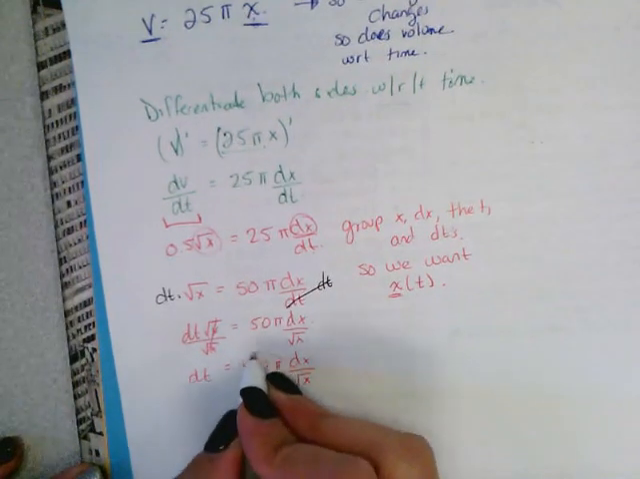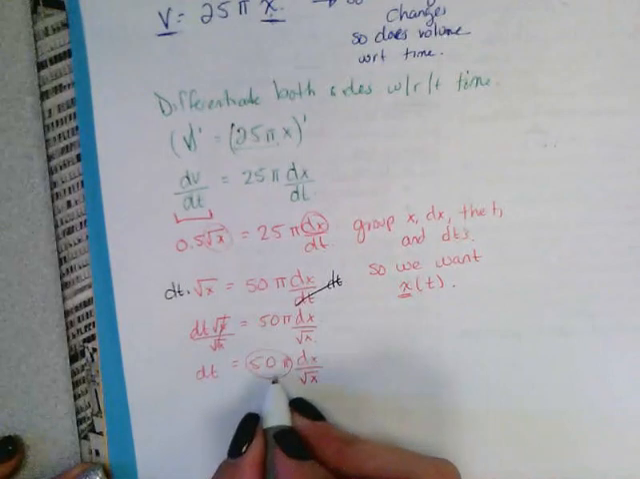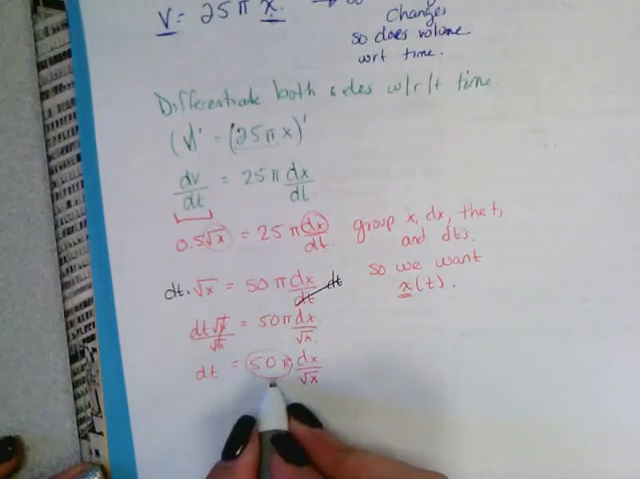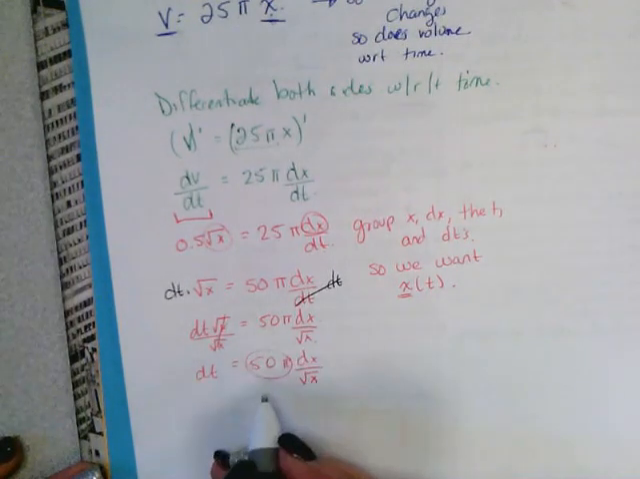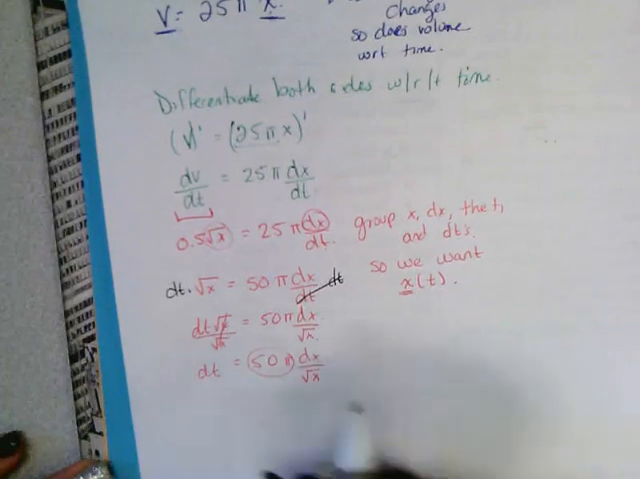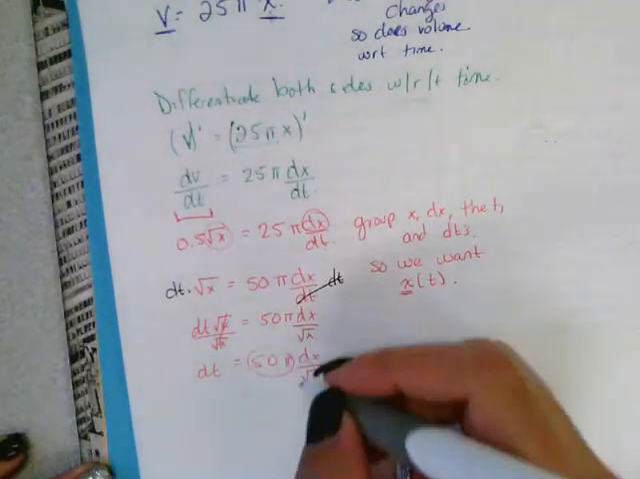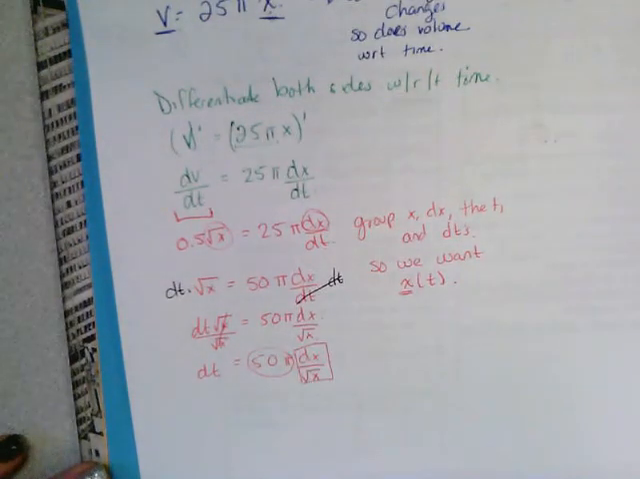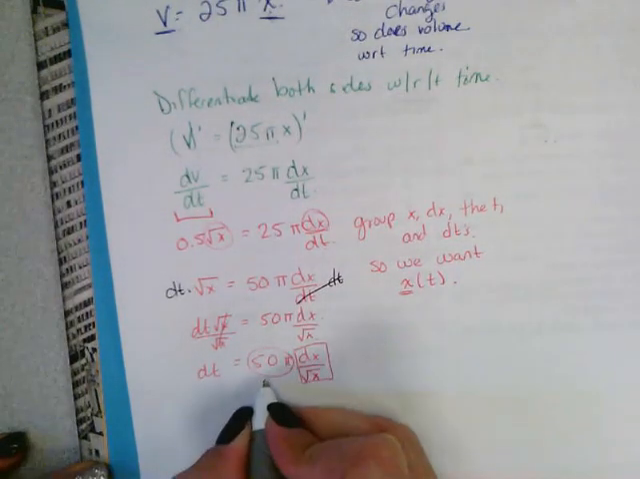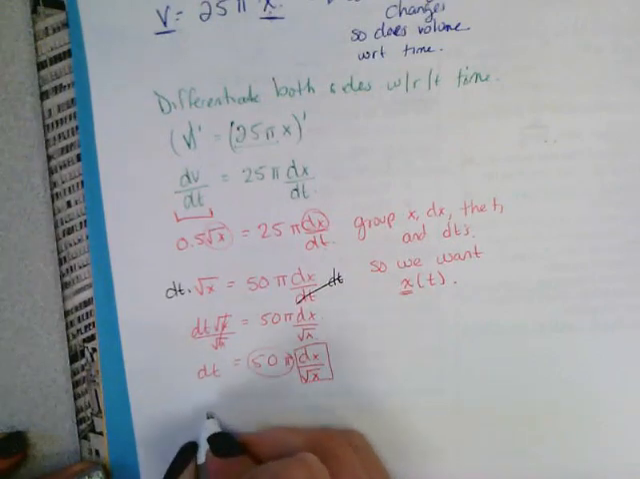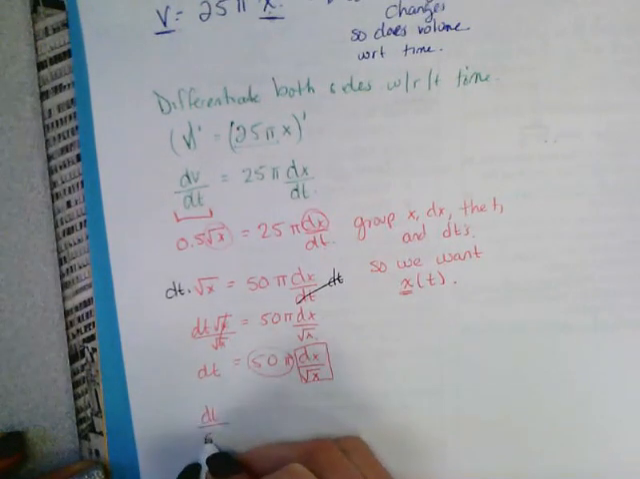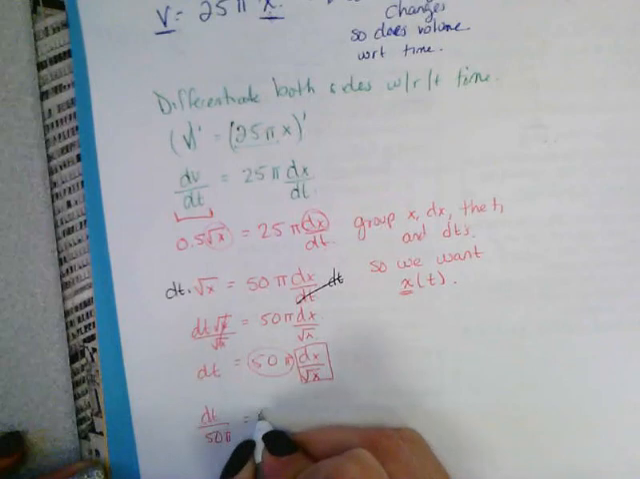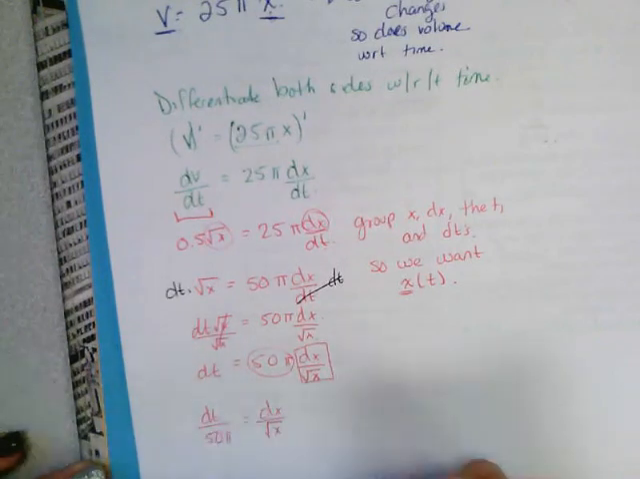And then I can move that 50 pi over. It really doesn't matter. I think you're still going to end up with the same exact looking problem, but that way we are keeping the x's all by themselves. Okay? So I'm going to divide both sides by 50 pi, so we get dt over 50 pi equals dx over square root of x.